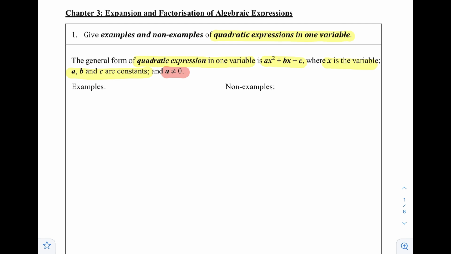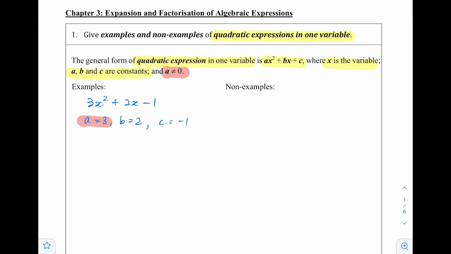Alright, so let's try to understand this by looking at some examples. An example of a quadratic expression can be 3x squared plus 2x minus 1. In this case, my a is 3, my b is 2, and my c is negative 1. It satisfies the definition because a in this case is 3, it is not equal to 0.